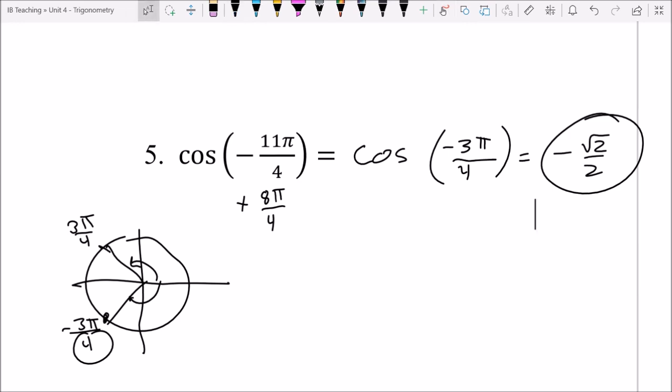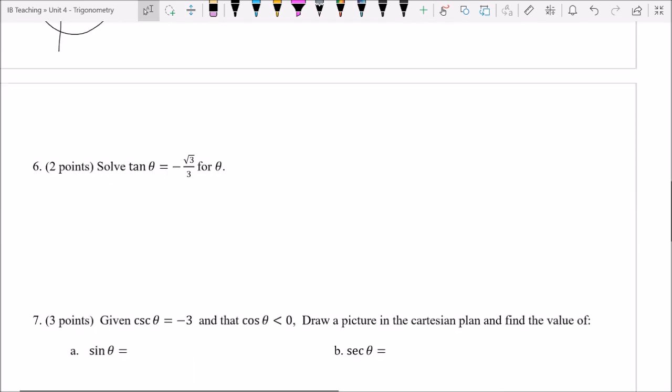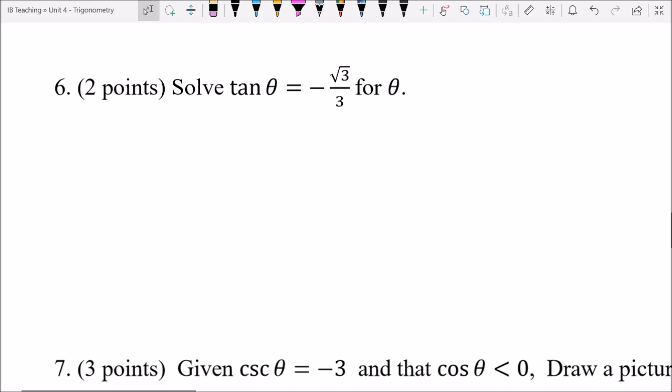Now, there were a good chunk of you that did really well on these, and for some reason, you got stuck on 6. So what I want to show you here is that 6 is basically the same question. It just is asked in a different order. So again, we're using trig. We're being asked for theta.